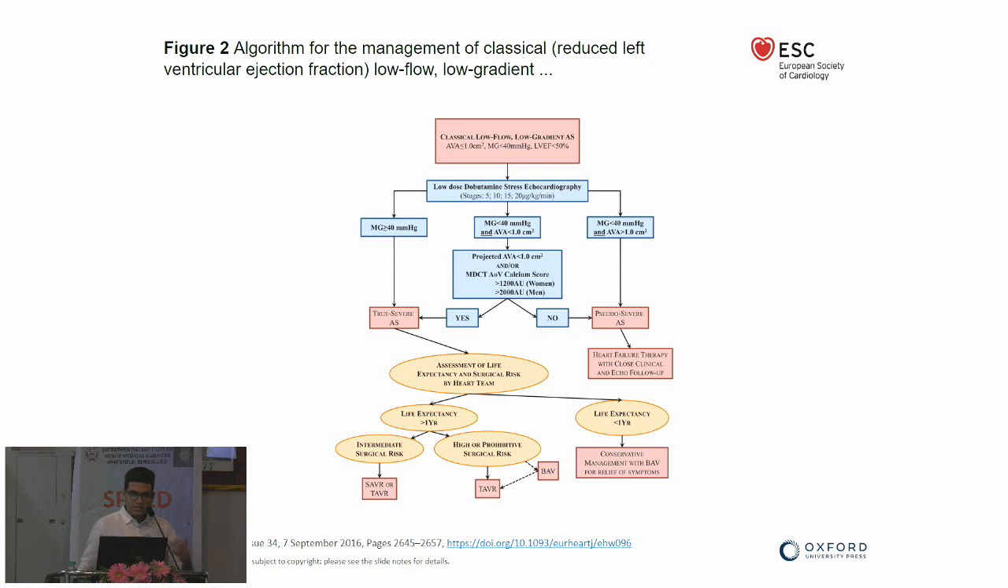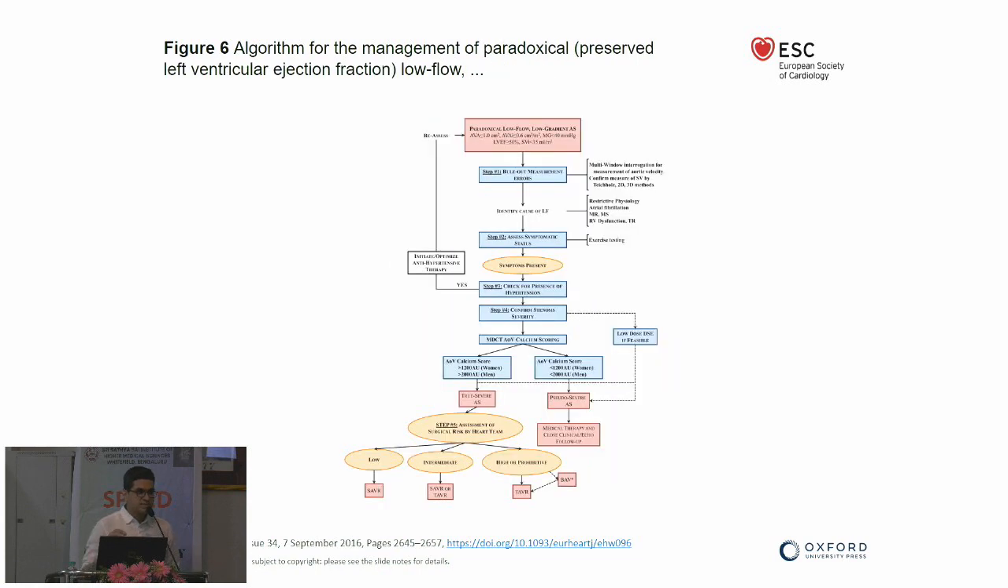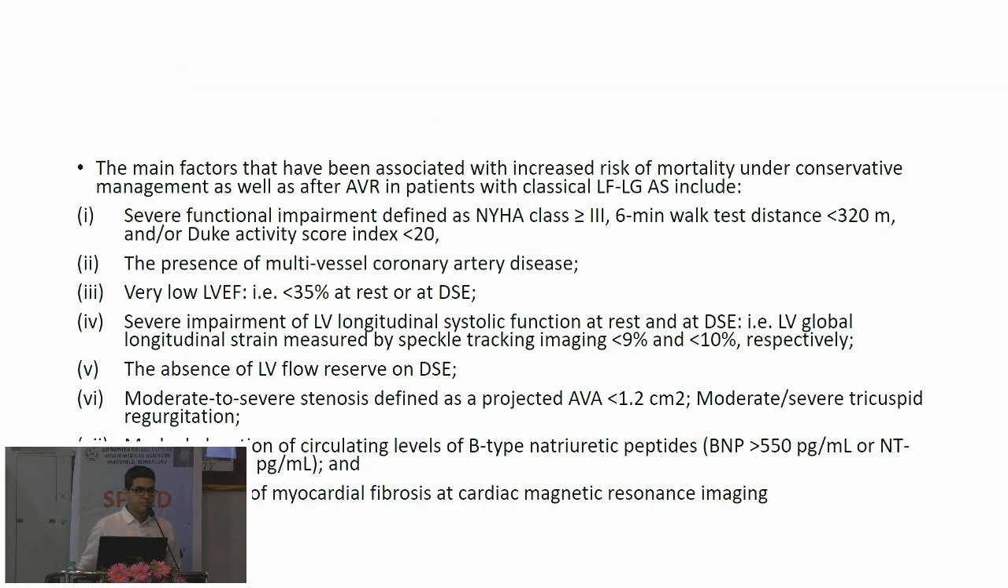I'll skip this one for now. These are some of the main poor prognostic risk factors which have been shown for low flow low gradient. Irrespective of whether you manage a patient medically or do AVR, if they have these prognostic factors, their outcomes are bad in any way. So this includes a lack of contractile reserve, but I'll come to the importance of contractile reserve now.